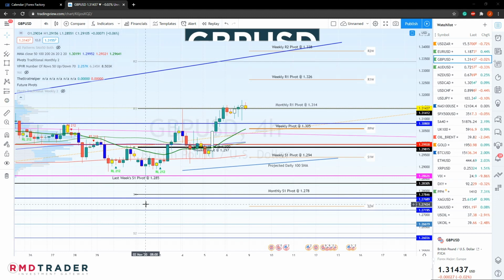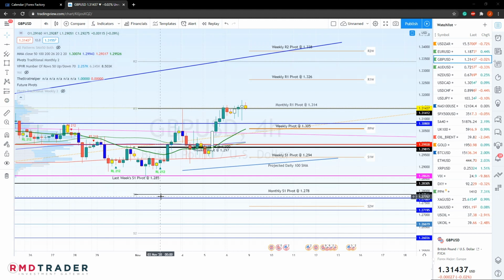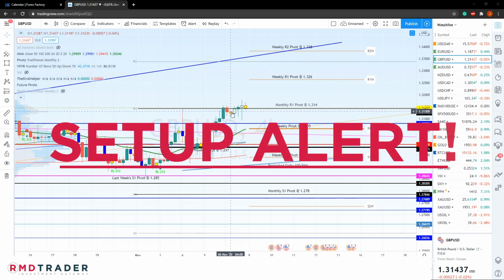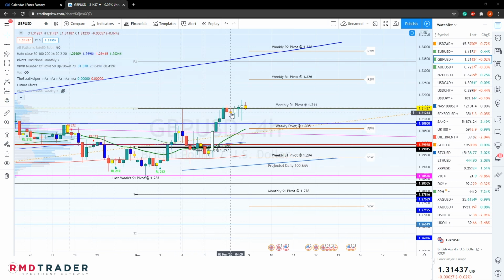And we're now looking at the GBPUSD. Last week, we mentioned that the daily 100 SMA near this important 1.285 level, which was also last week's S1 pivot, would be an important area of support, with a break above the monthly pivot possibly taking us to the monthly R1 at 1.314. That is indeed what we then saw happening. So you are also welcome to go have a look at the video from last week and see how that actually played out according to our analysis.